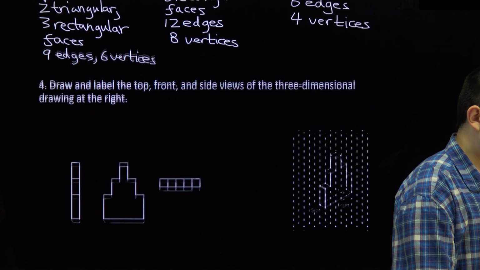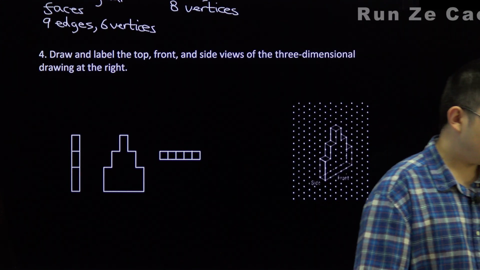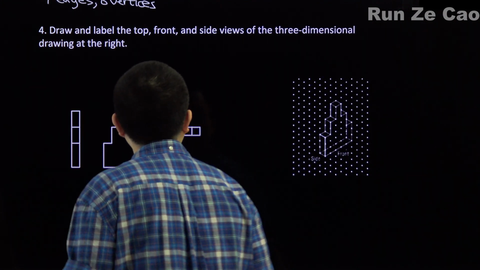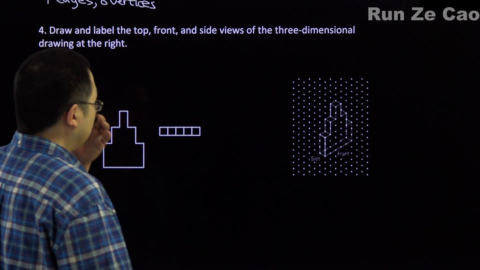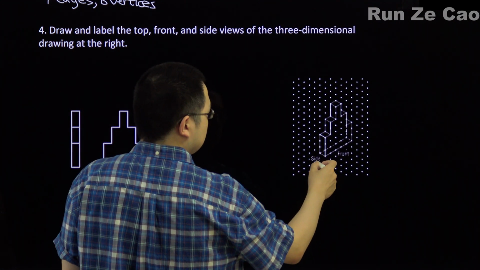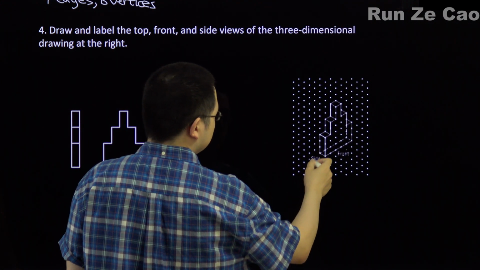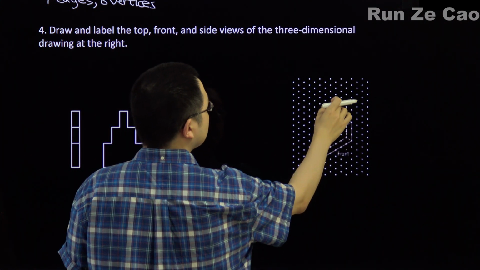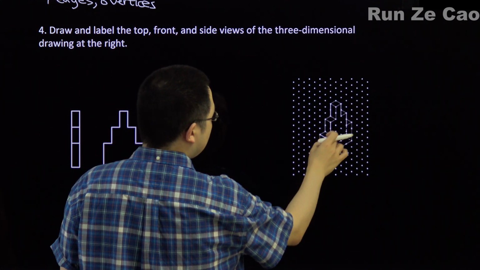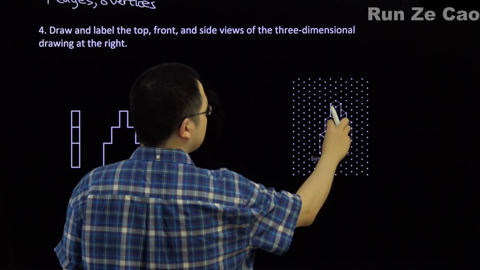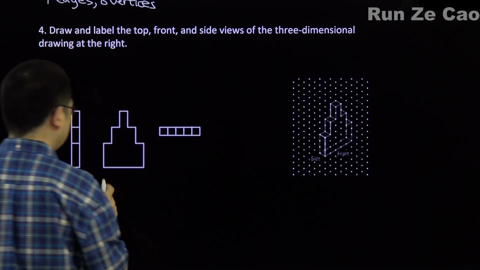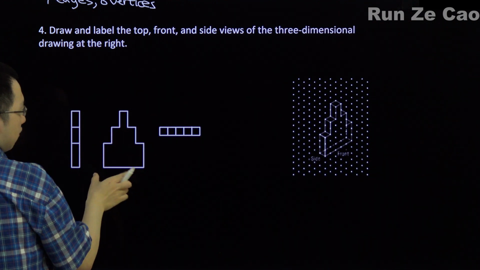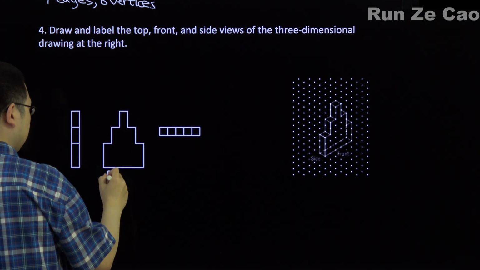Now let's say we're supposed to draw and label the top, front, and side views of the 3-dimensional drawing at the right. Well, I pre-drew the drawings. From the front, this isometric grid paper shows us that it's 5 units wide, then dropping 1 unit at each of these stages from each side. The first stage is 3 units tall, the second is 2 units, the third is 2 units again. So 3 units, 2 units, and 2 units. And it is 5 units wide. Okay, so this is the front view.